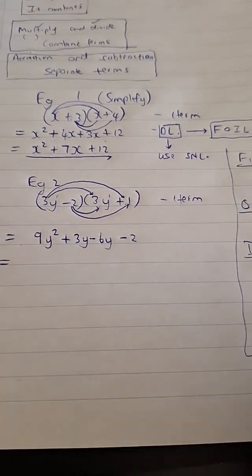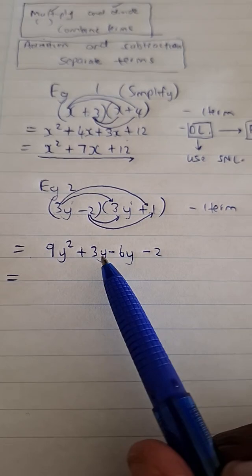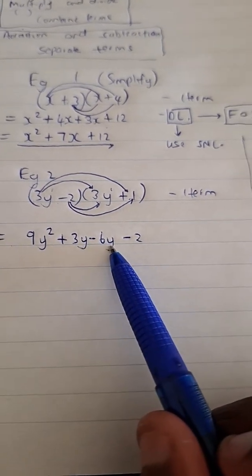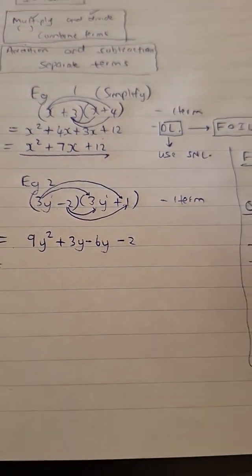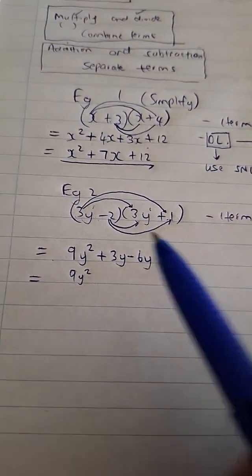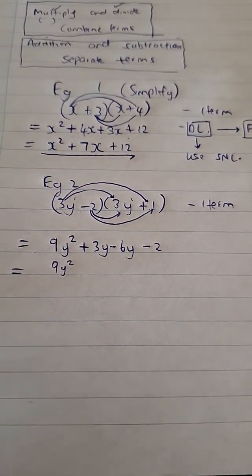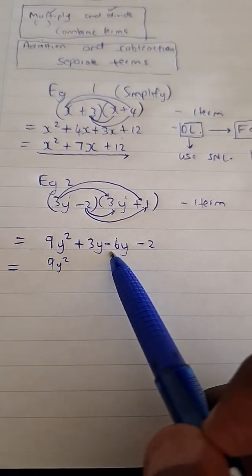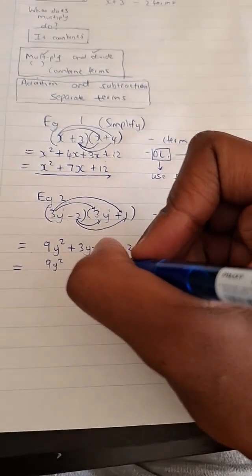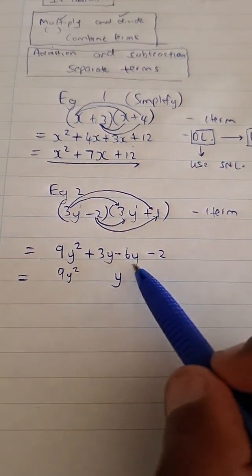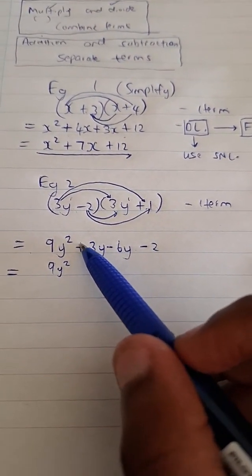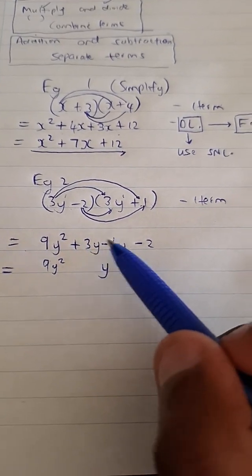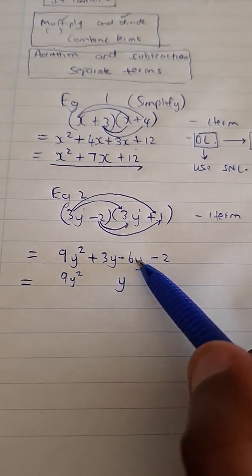Do we have like terms? Definitely we do, because the only terms that have the same variable with the very same exponent are these two middle terms. So 9y squared stays the way it was. We go to 3y minus 6y. Remember that when we are adding or subtracting like terms, we keep that variable y because that does not change. But then, please, this is positive 3 minus 6. So what's 3 minus 6?